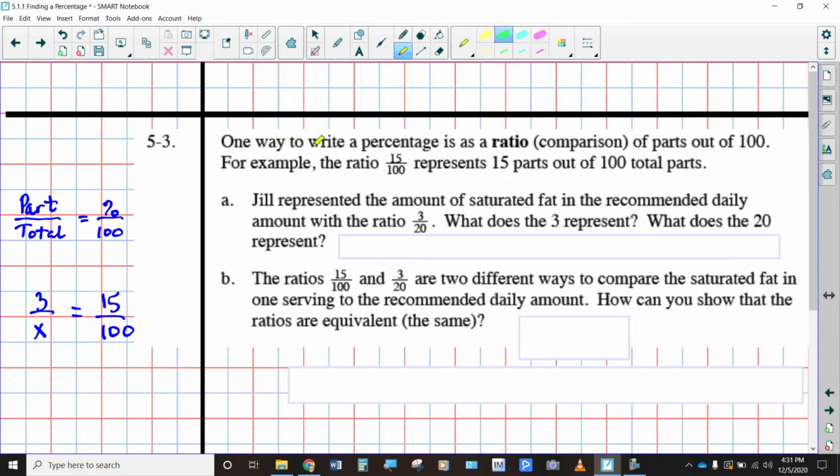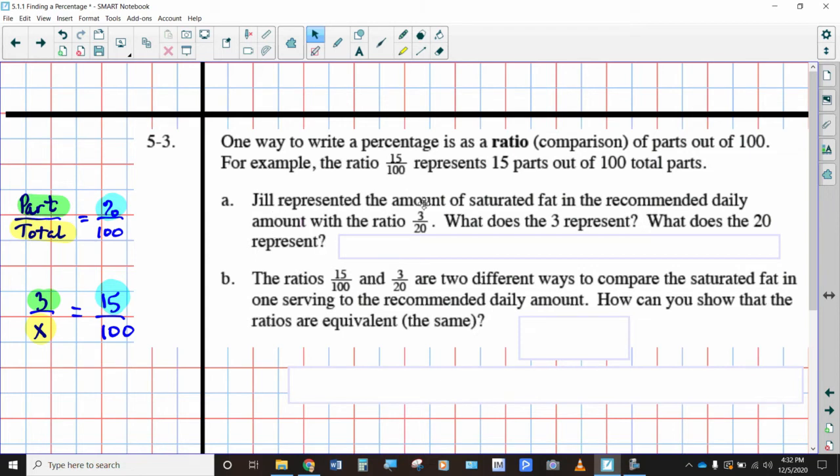All right, so one way to write the percentage, I already kind of showed this, is as a ratio with parts out of 100. So remember the percent proportion: part out of the total is equal to percent out of 100. The part was the 3 grams. The total, we didn't know, and the percent was 15%. So once you set up the percent proportion, you can solve for X using proportional reasoning.